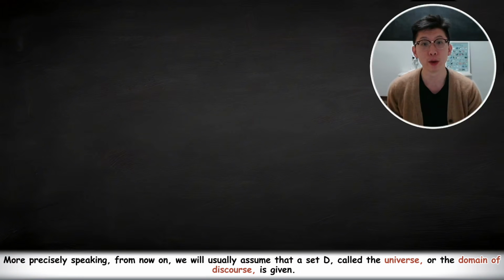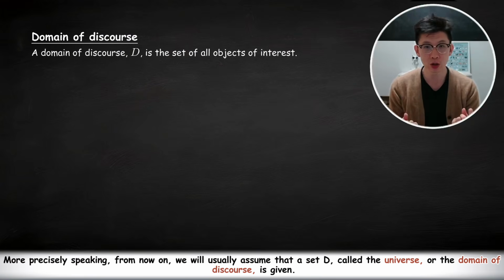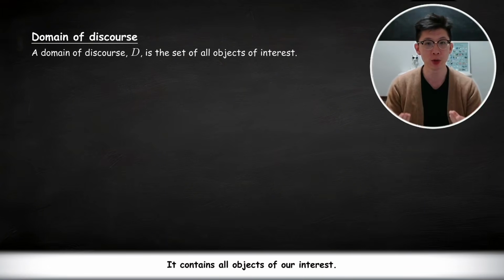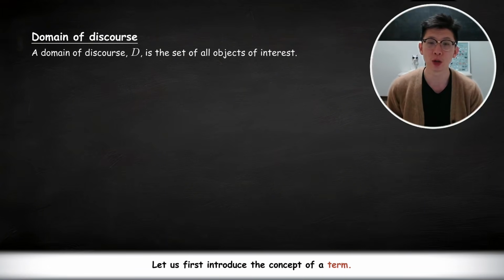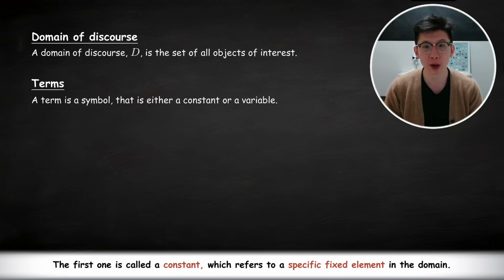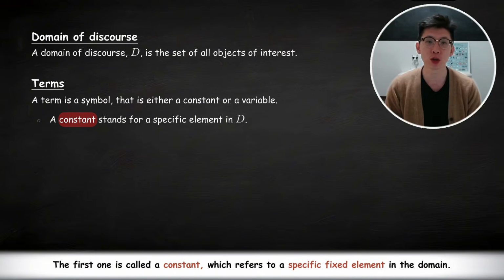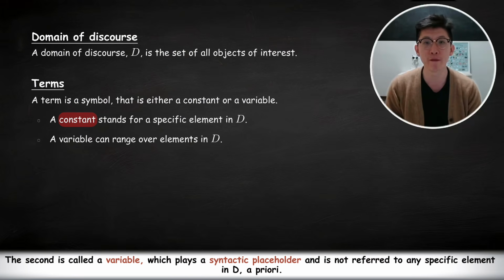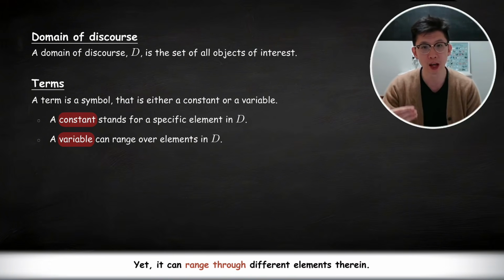More precisely speaking, from now on, we will usually assume that a set D, called the universe or the domain of discourse, is given. It contains all objects of our interest. Let us first introduce the concept of a term. There are basically two types of terms. The first one is called a constant, which refers to a specific fixed element in the domain. The second is called a variable, which plays a syntactic placeholder and is not referred to any specific element in D a priori. Yet, it can range through different elements therein.